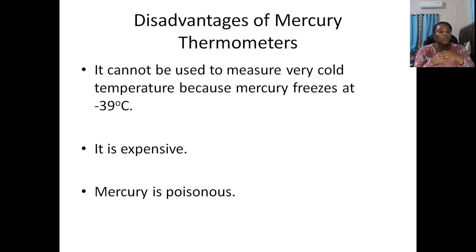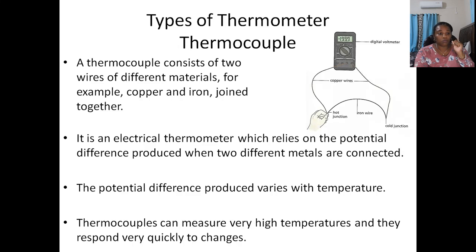It cannot be used, so now the disadvantage of mercury: it cannot be used to measure very cold temperatures because mercury freezes at -39 degrees Celsius. It's expensive and mercury is poisonous. So if you happen to break a mercury thermometer, you need to report it. Okay? You need to report it. Do not keep it a secret. You keep it a secret, everybody's going to suffer in the end because mercury is actually a carcinogen. It can cause cancer. The vapors can cause cancer.